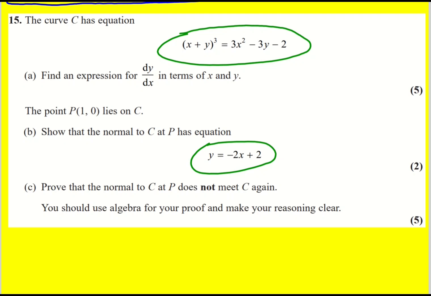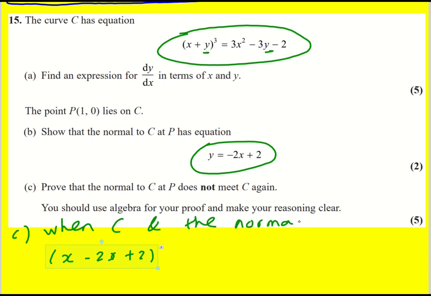And again, if this happened, I would straight away sub y in. So I'm going to replace all of these y's by minus 2x plus 2. It's still going to work out absolutely fine. So that will give me x minus 2x plus 2. I should probably actually add when C and the normal intersect. Don't forget, we're going to use this later on. We know that x equals 1 as a solution.